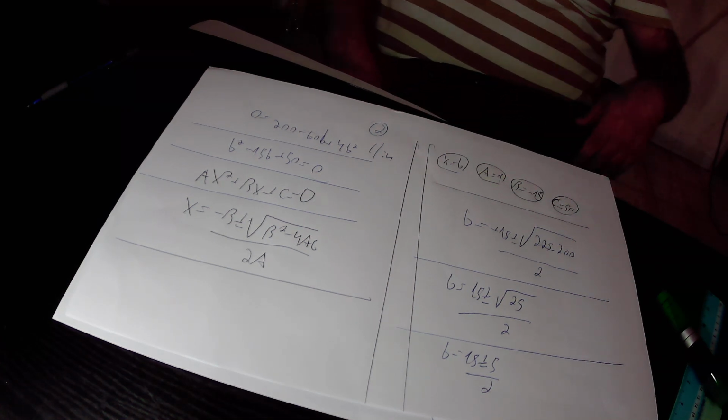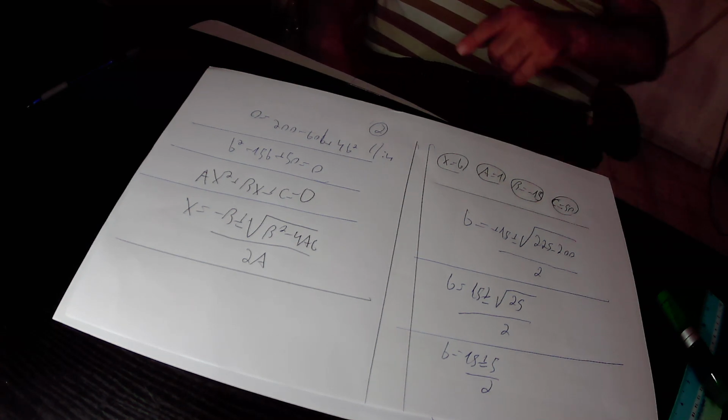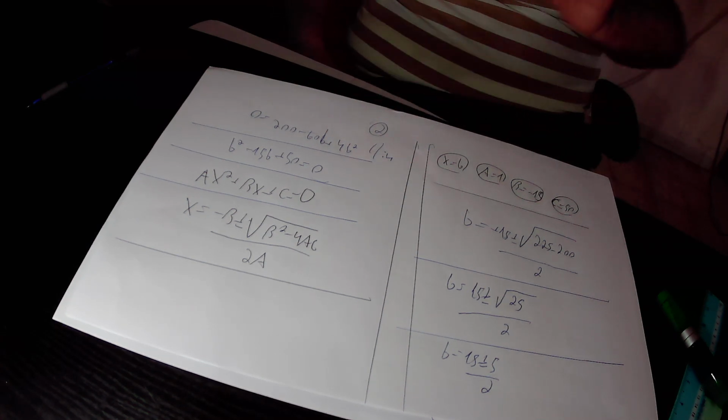Here we divided this equation by 4 and finally found out that 4b squared over 4 is b squared, minus 60b over 4 is minus 15b, and 200 over 4 is 50. And it equals 0 over 4, which is 0. So in total we found out that b squared minus 15b plus 50 equals 0.